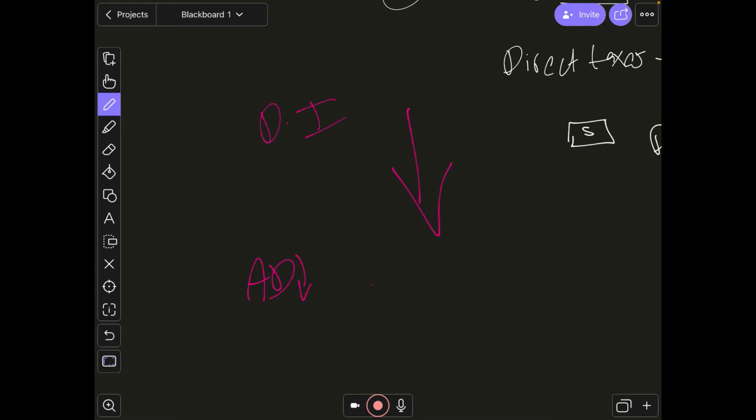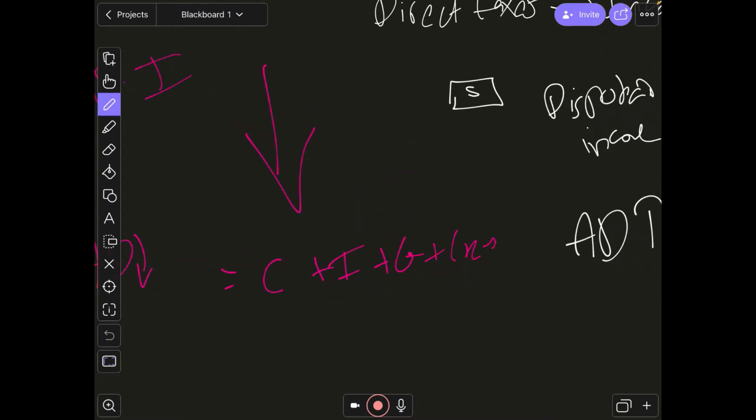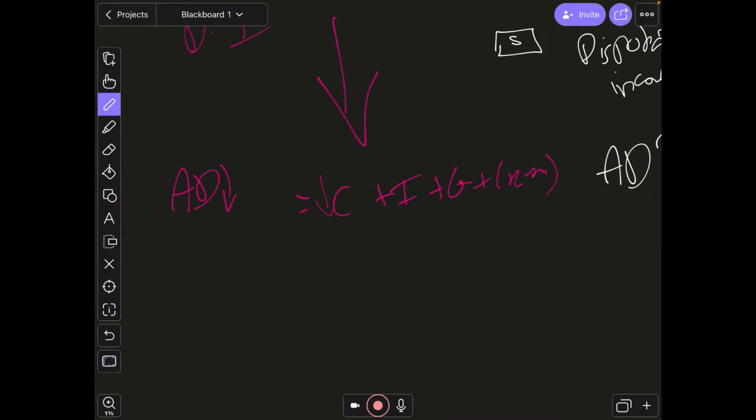Since we just discussed, it's C plus I plus G plus X minus M, and so consumption by consumers goes down, since they now have less money, and so aggregate demand goes down too.